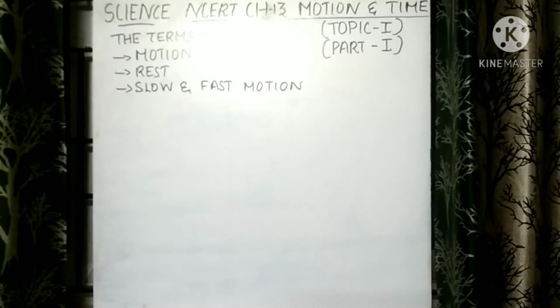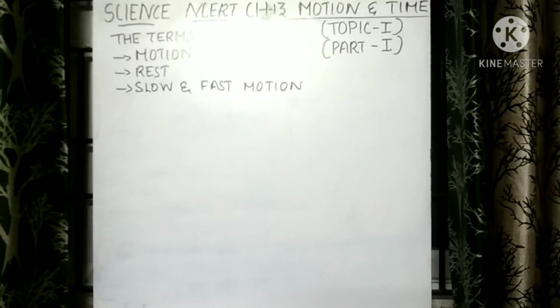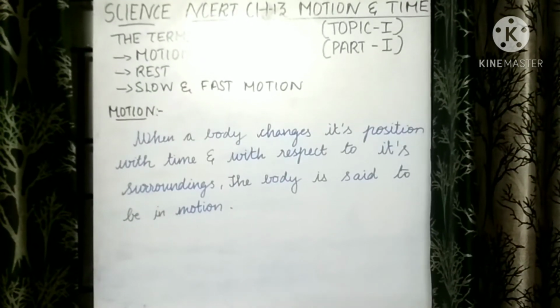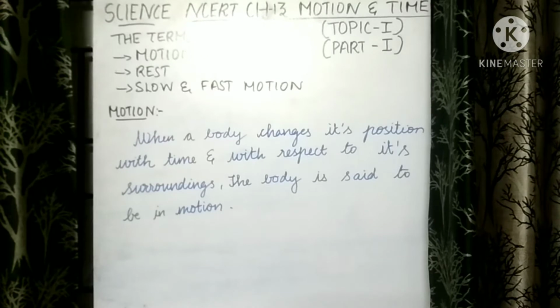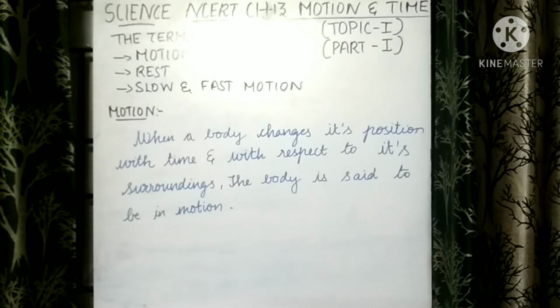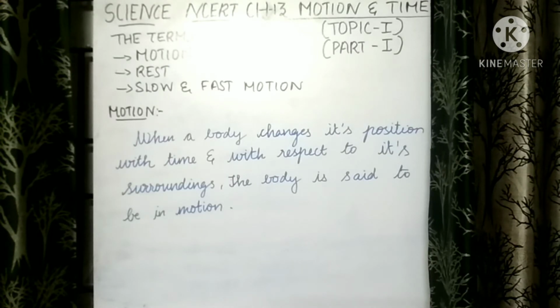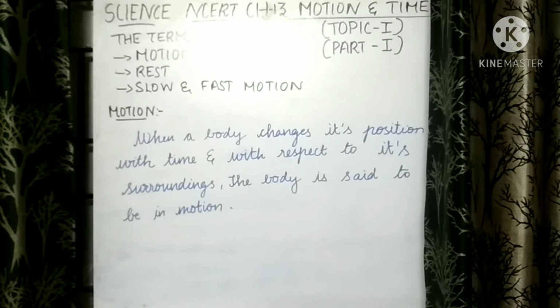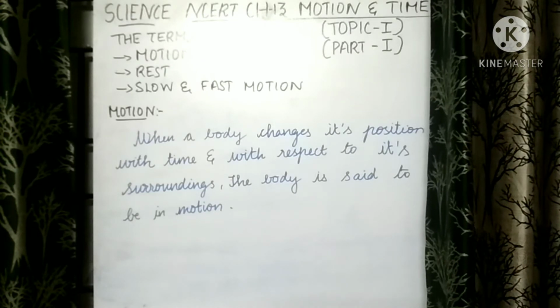Now let's see the first term. So students, the first term is motion. What do you mean by motion? Any moving object is called motion. But scientifically, in physics, when a body changes its position with time and with respect to its surroundings, the body is said to be in motion. So what is motion? When a body changes its position with time.